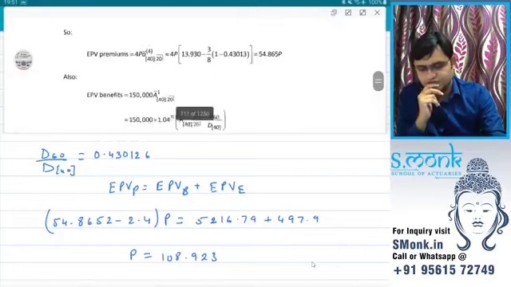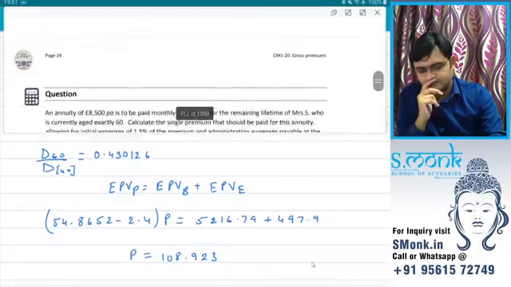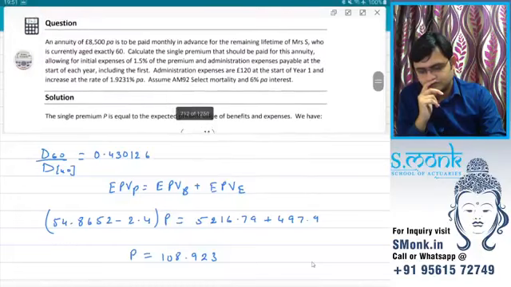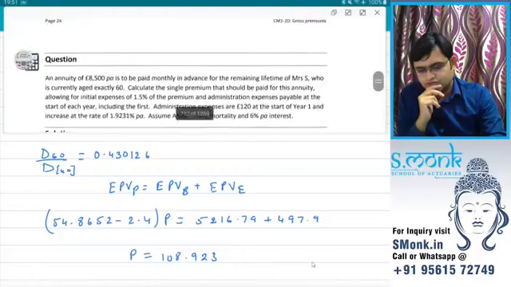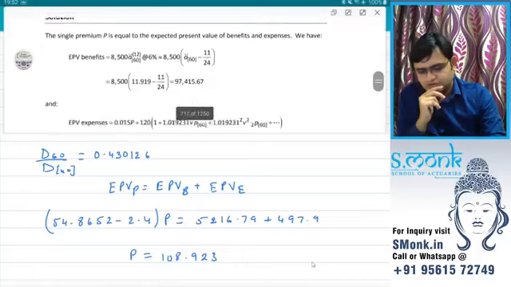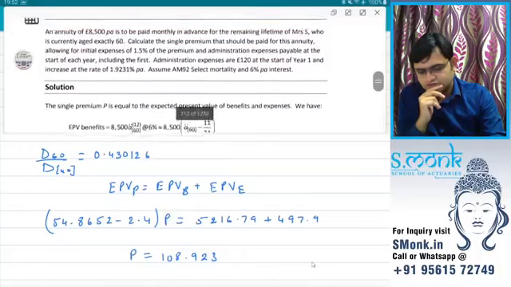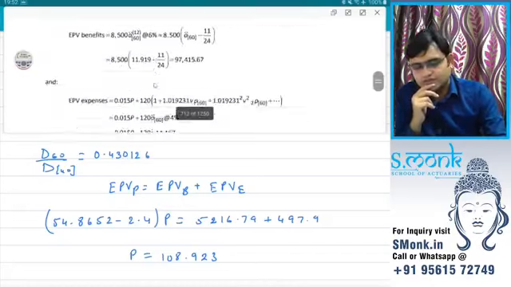So 108 is 108.93. That is what we are getting. Let's see this question. I think we just did this question, or did not. Anyways, this is single premium. What is complicated in this question? Expenses. Let me just see the expenses. It's just compound increase in the expenses, nothing more complicated. I think you will be able to solve this.